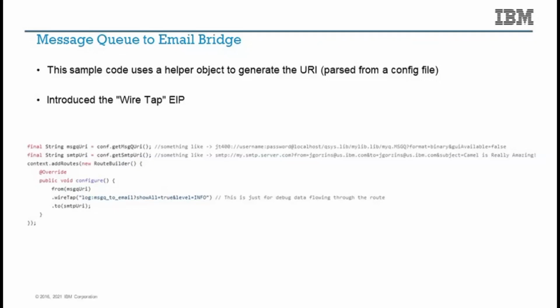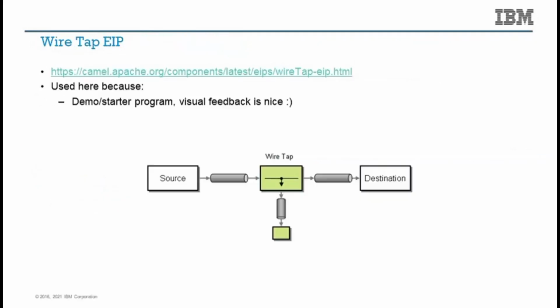to send your message. And here I actually introduce yet another EIP, which is a wiretap EIP, which in this very simple example, I just use this for logging, because you want to see that you're actually processing the data perhaps. But you can use wiretap for anything that can be processed asynchronously, because what wiretap does is it takes that message and it sends it off to some other thing, but it doesn't hold up the route.